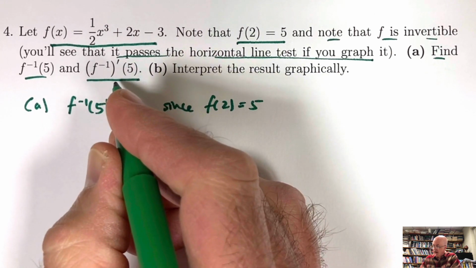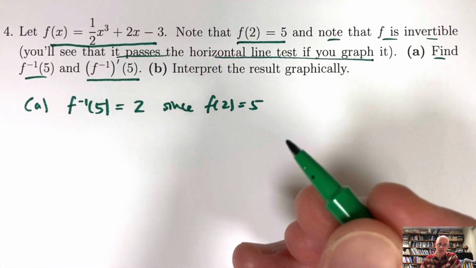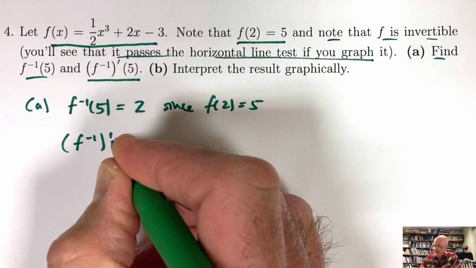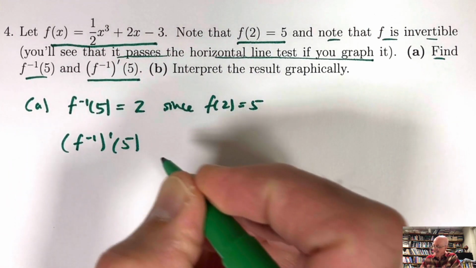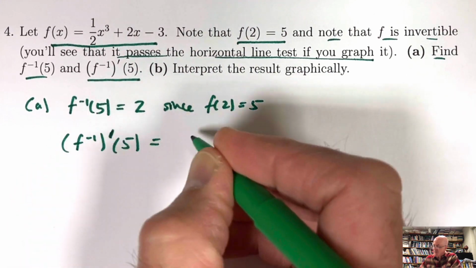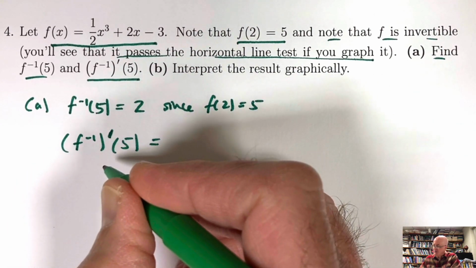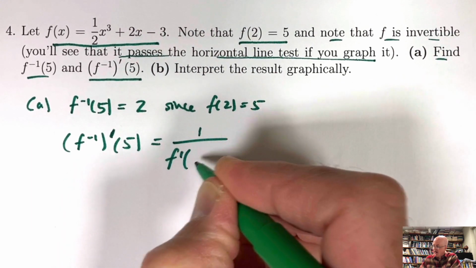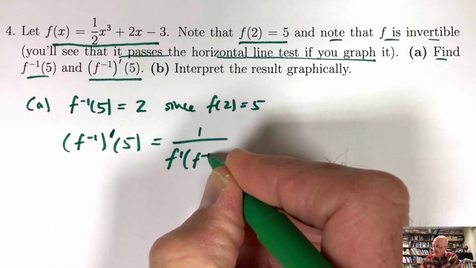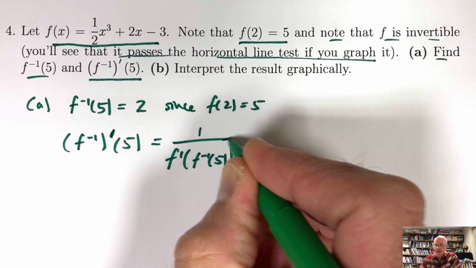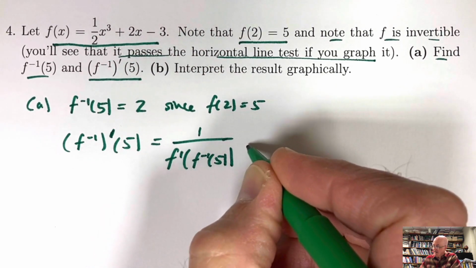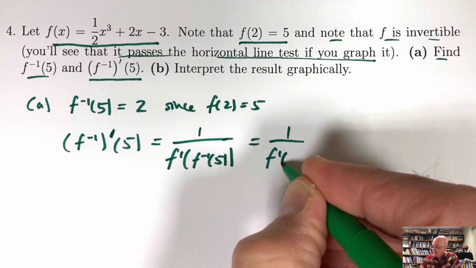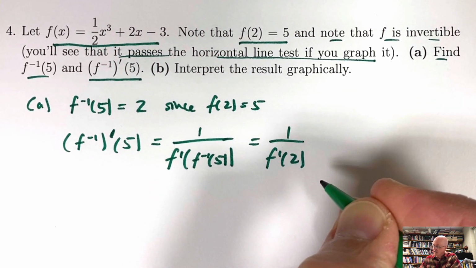The second part of part A is also easy if you use the formula from number 3 that we just did. It's not so easy if you don't know that formula. What's the formula we just derived in the previous problem? F inverse prime of a number is 1 over f prime of f inverse of that same number. Okay, that's the abstract fact. We just found that f inverse of 5 is 2. This is 1 over f prime of 2. Oh, this is now not such a hard problem.